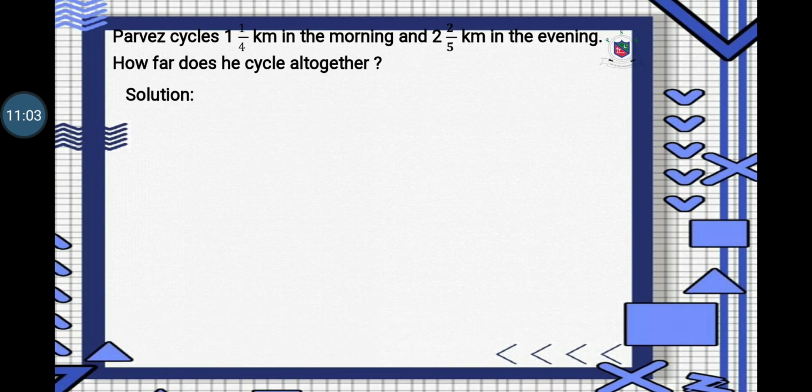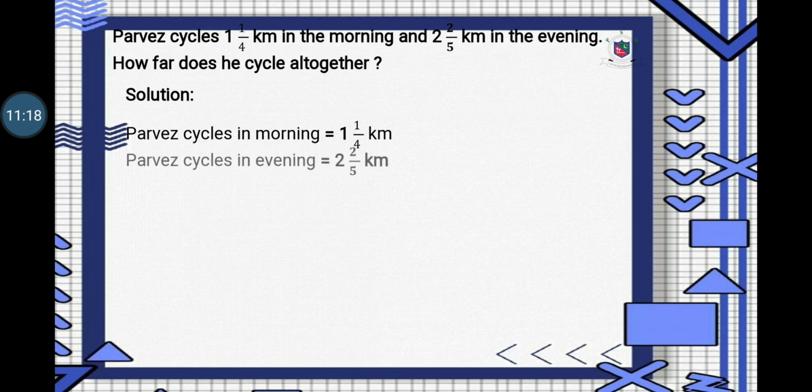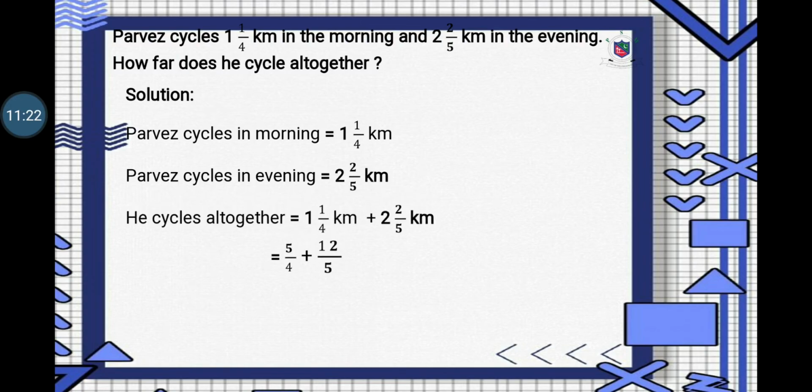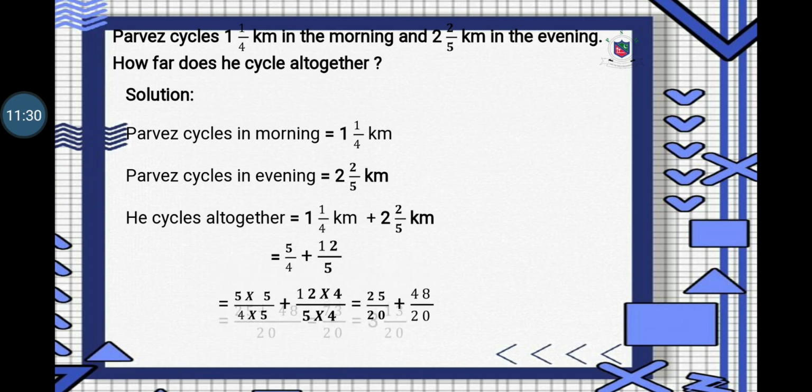Now, according to the third step, we have to carry out the plan. So, first of all, we have to write the description like Parvez cycles in the morning one whole 1 upon 4 kilometer, then in the evening, and then we have to add the fractions. You can see the denominators are not the same, so first we have to make the denominator the same and then we can add the fractions.